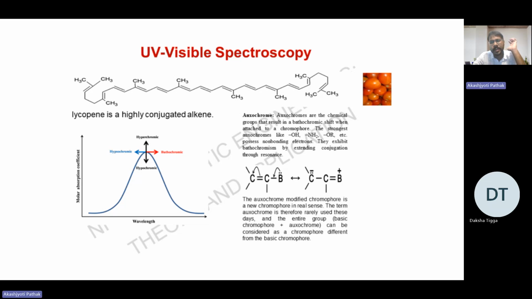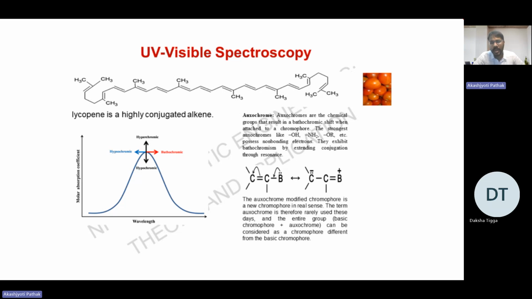So there can be chemical groups that are attached on a molecule. These chemical groups are called oxochromes. Oxochromes are chemical groups that result in a bathochromic shift. Bathochromic shift means there will be a shift in the absorption spectrum towards higher wavelength. The strongest oxochromes are OH, NH2, OR, etc., which possess non-bonding electrons.